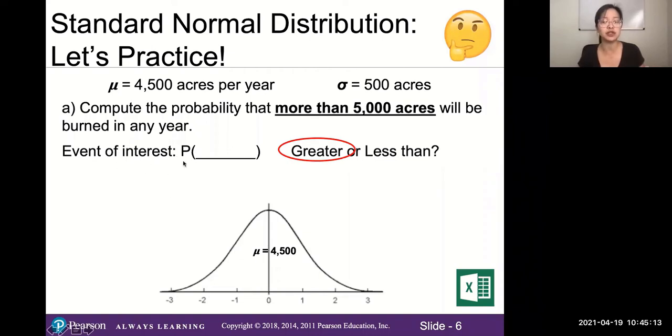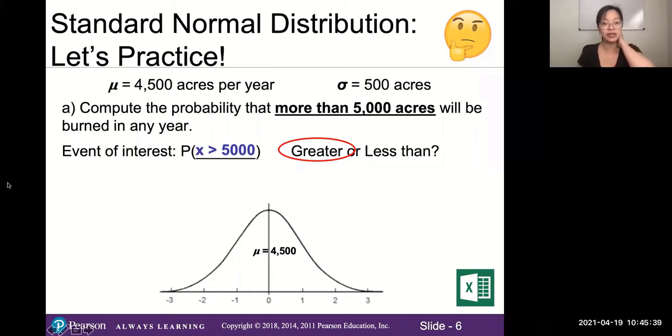And so the event of interest is going to be the probability that X is greater than 5,000, right? So we just want to also write it as a math statement. So everything should be consistent, nothing flip-flops, right? More, greater, and the greater than. So you want to stay consistent with whether you're writing it as a word, whether you're thinking about it as a math statement, as well as how we work it in Excel.